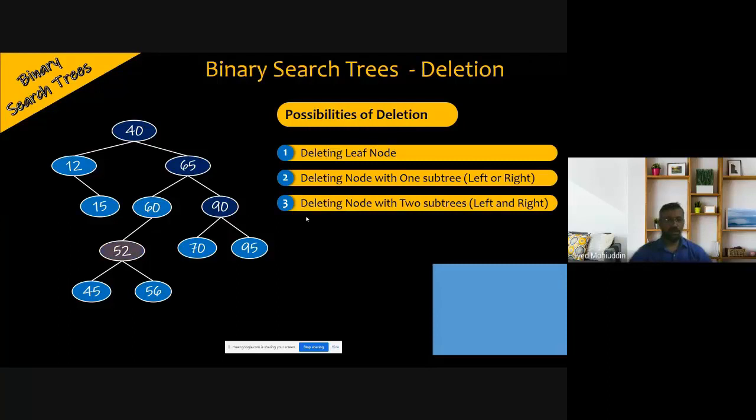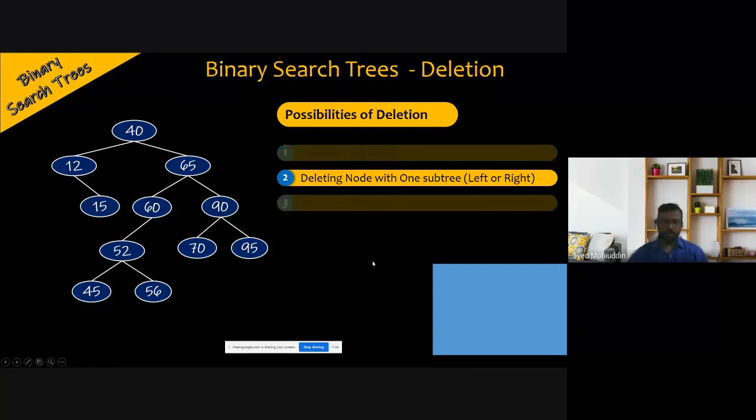In this case, for example, node 52 has both left and right children, or left and right subtrees. Node 90 has both left and right subtrees. Node 65 is there. This entire thing with 60 as the root is the left subtree, and this entire thing is the right subtree. As well as node 40, which is the root. Even the root in this case has two subtrees. That is, from node 12, 15 is one subtree, the left subtree, and from 65, whatever we have as part of its children is the right subtree. So there are three possibilities or three scenarios.